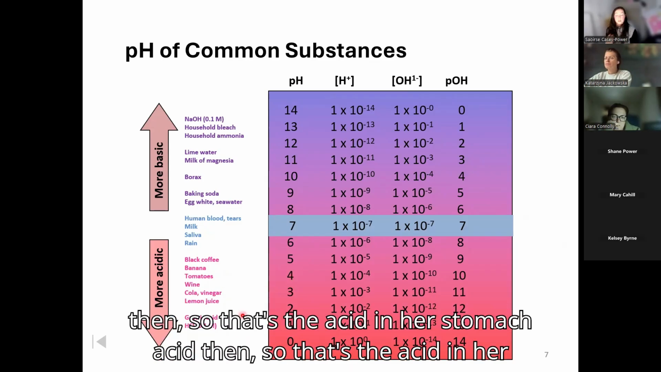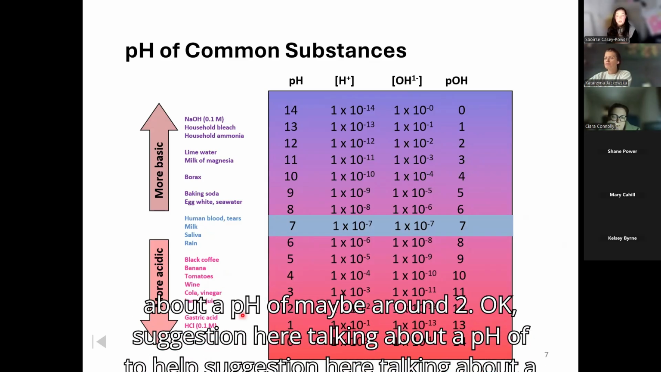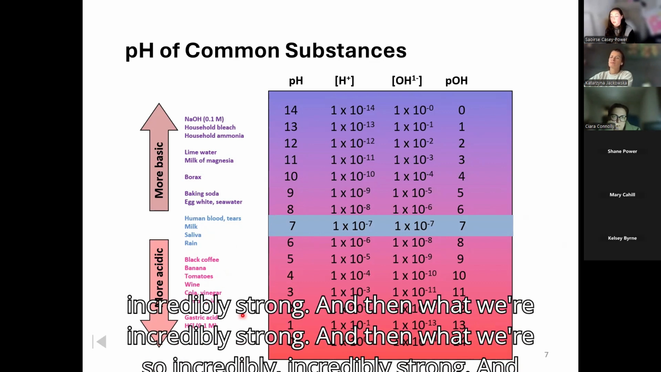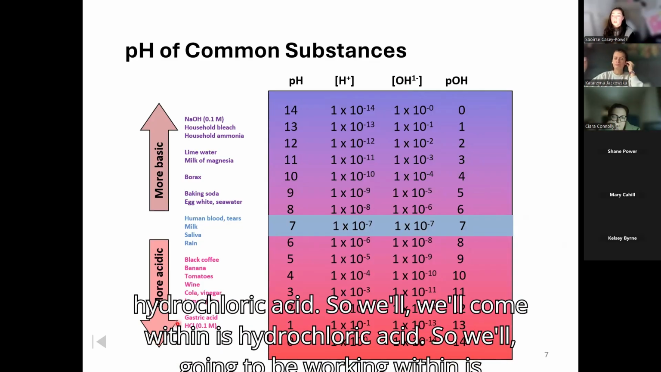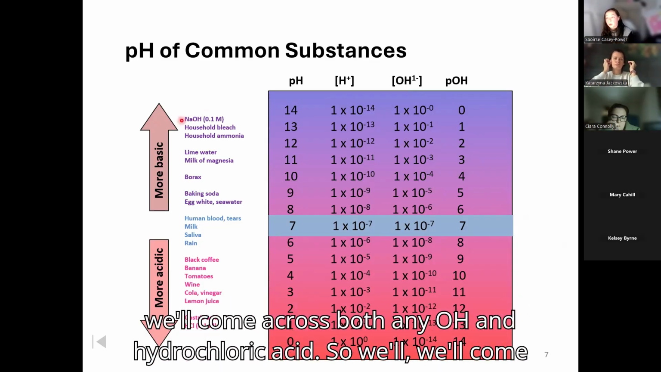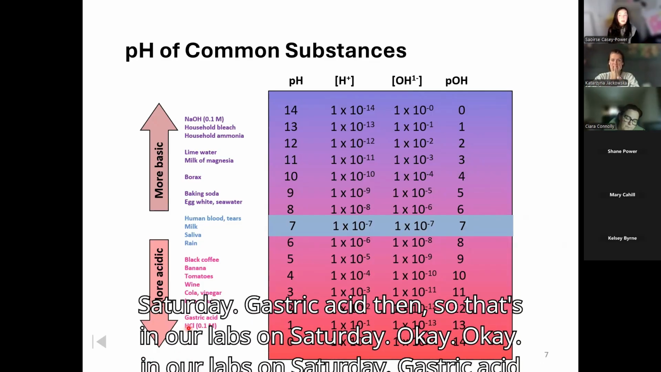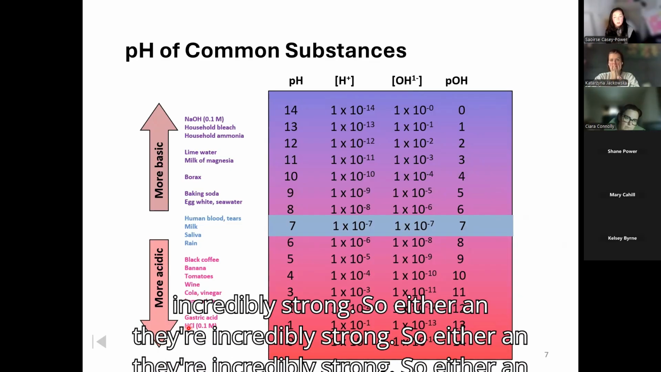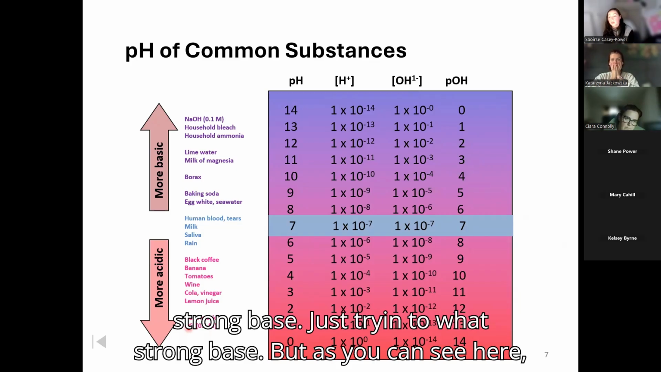Gastric acid, so that's the acid in our stomach that helps digestion, has a pH of maybe around 2. Incredibly strong. And then what we're going to be working with is hydrochloric acid. So we'll come across both NaOH and hydrochloric acid in our labs on Saturday. But as you can see here, they're incredibly strong, either an incredibly strong acid or an incredibly strong base.